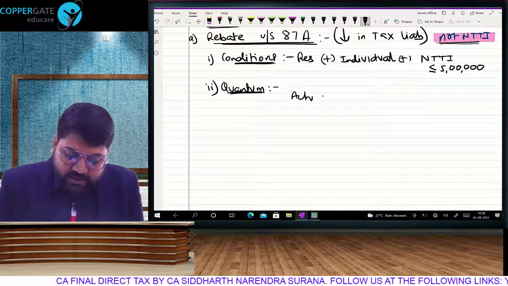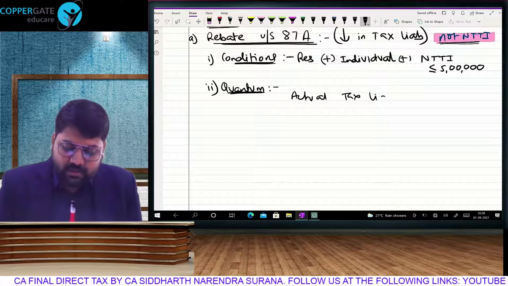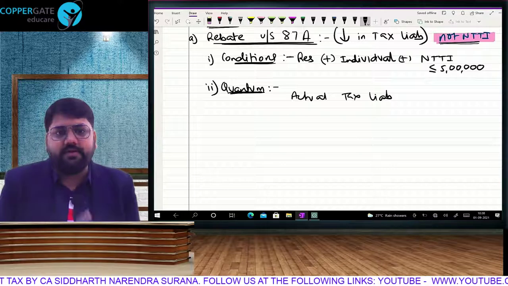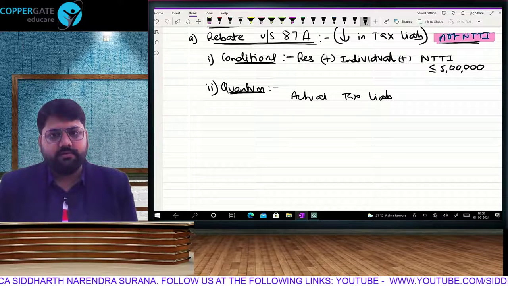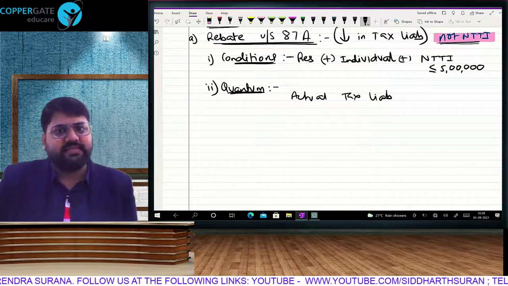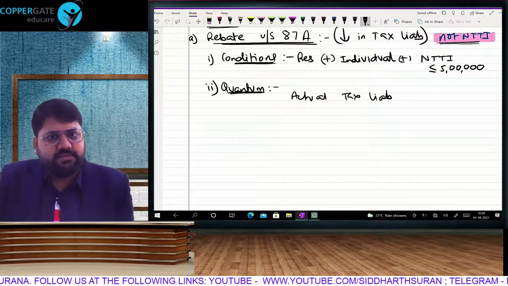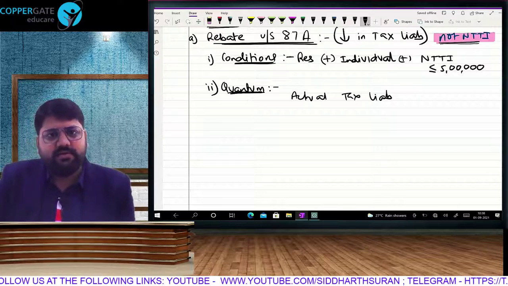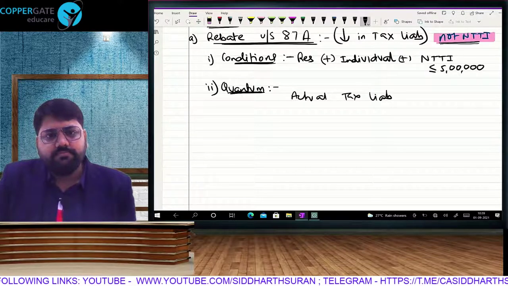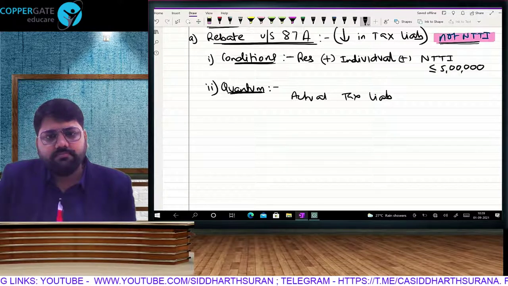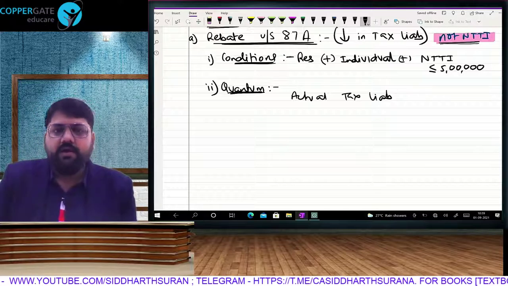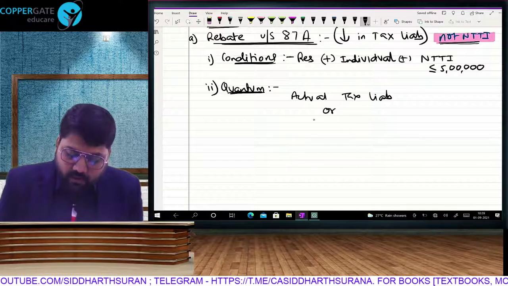Then what is going to be your quantum of rebate? First, calculate your actual tax liability. It means you have to apply the slabs. First step is going to be to calculate the actual tax liability. So on 4 lakh, calculate the tax. Say my age is less than 60 years. Calculate please. You know the slabs? You still remember the slabs? Calculate tax at 4 lakh rupees by using the slabs. ₹7,500.